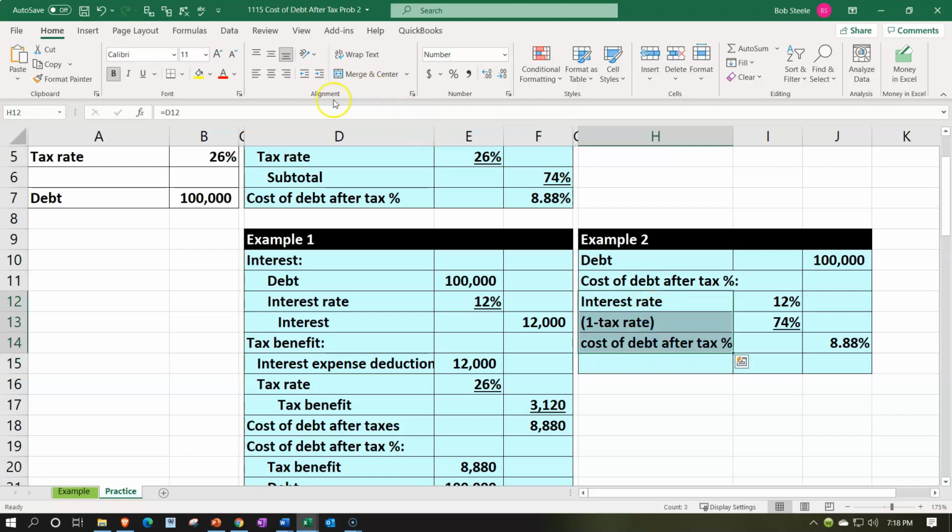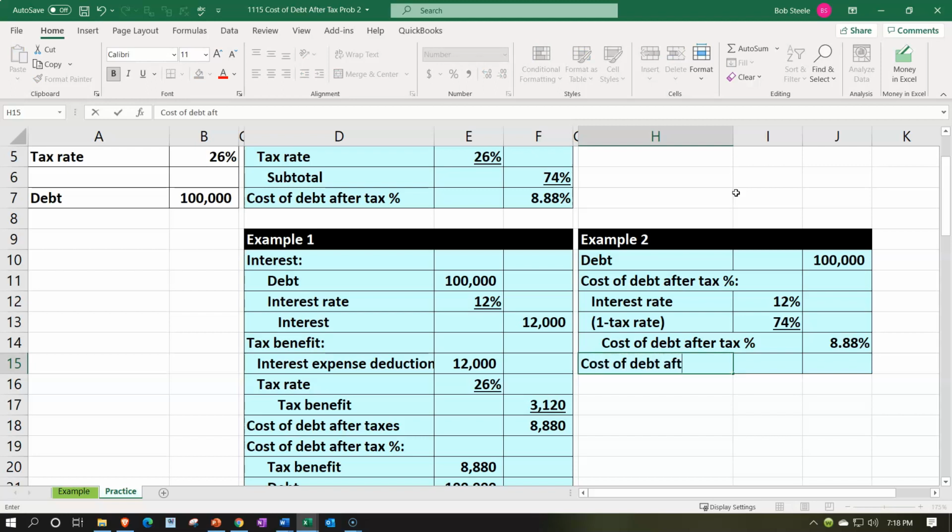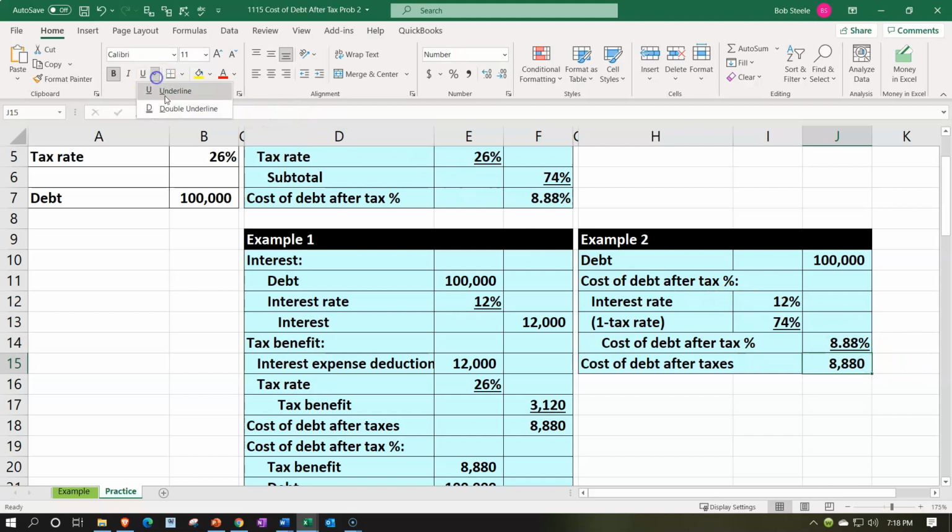Let's indent this, alignment, indent here, indent this one, make this C a large C, otherwise known as a capital. And this is going to be the cost of debt after taxes, which would then be the 100,000 times the 8% in terms of a dollar amount. Let's go ahead and underline here. Let's do the double underline here.